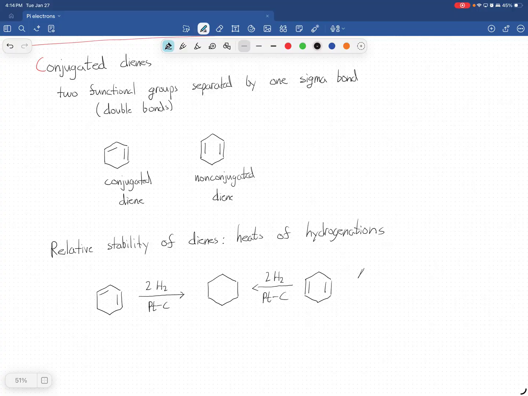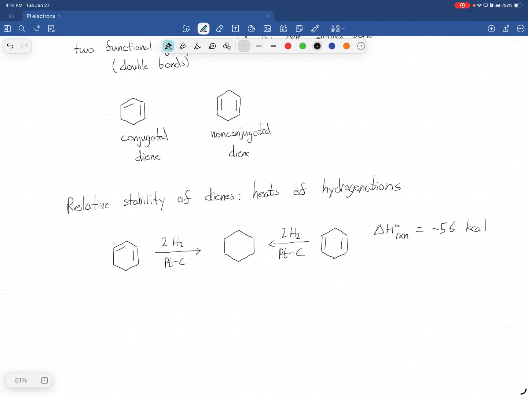All right, so if we look at the non-conjugated diene, what happens here is the heat of hydrogenation is negative 56 kcals per mole. Okay? And on the left-hand side, this reaction gives off less heat. All right, so let's put per mole. Sorry, we should probably put per mole here.